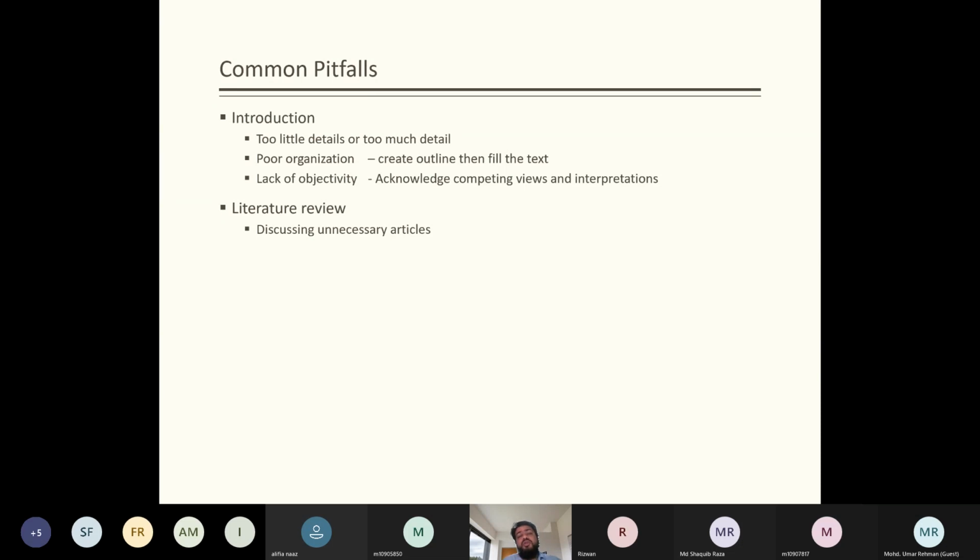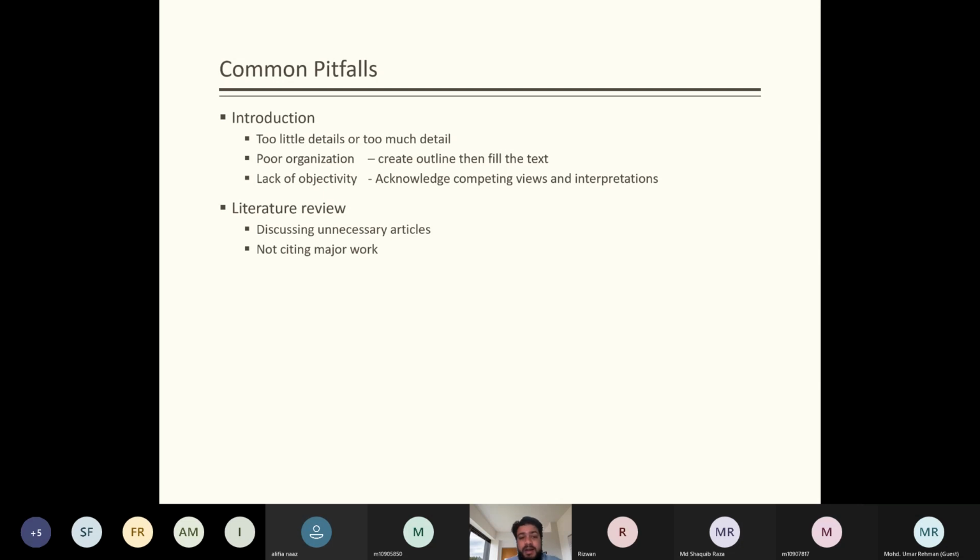So you should only be reviewing the articles relevant to your project and your research, because there are hundreds of articles on your topic. So try to be specific on your research topic, but make sure you cite major work.